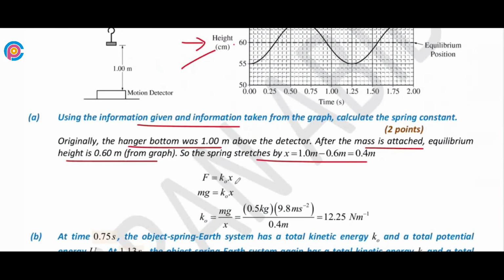F is equal to k naught x, and F is equal to mg. Both left side and right side should be equal. So k naught is equal to mg over x. We have the mass, we have the value of g, we have the value of x. So the answer for the spring constant is 12.25 newtons per meter.